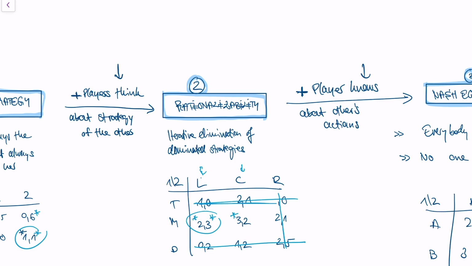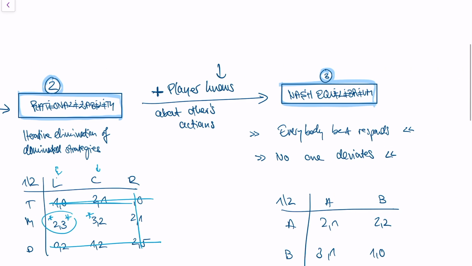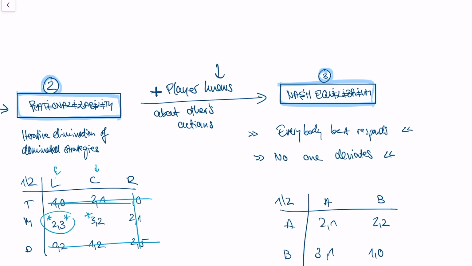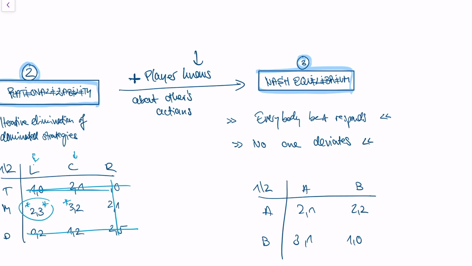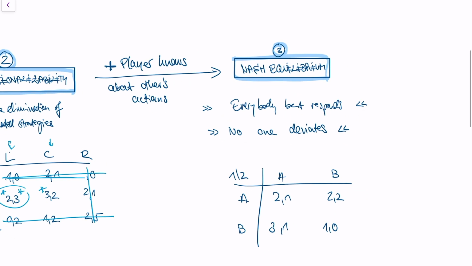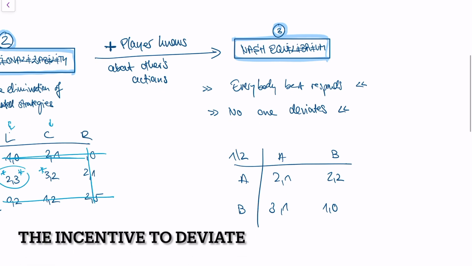This might be, for instance, a very good approximation in traffic, right? In Germany, everybody drives on the right side of the road, for instance, and this would be common knowledge. So this could be an instance where the Nash Equilibrium concept actually is a good idea. And what is the Nash Equilibrium concept? Everybody best responds, or an equivalent definition would be that no one has the incentive to deviate. I'm just going to show it to you in this game.